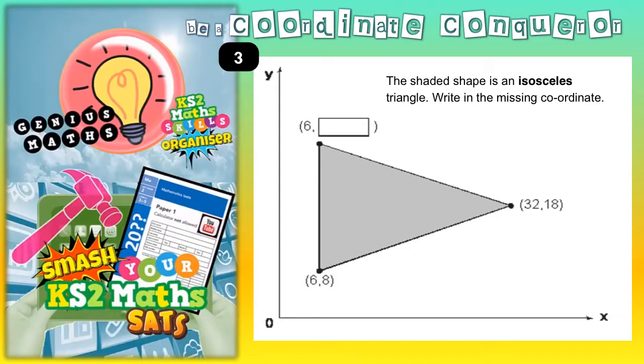Question number 3. The shaded shape is an isosceles triangle. Write in the missing coordinate. Well, let's have a look what we've got. We've got 6, 8, so drop a line down, drop a line across.